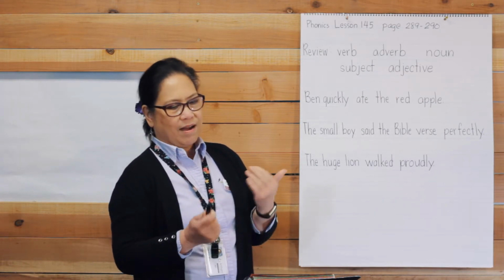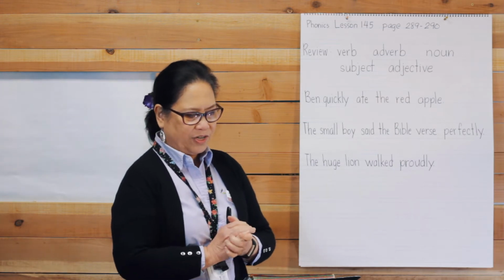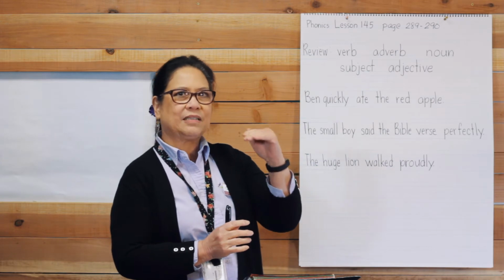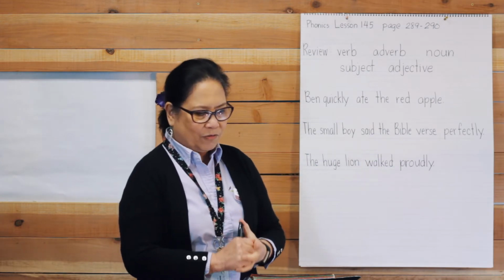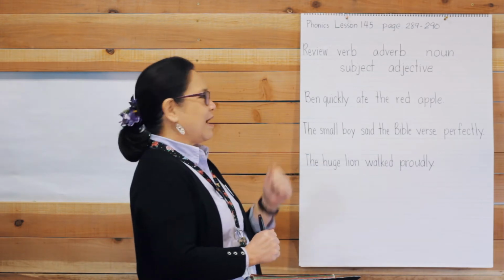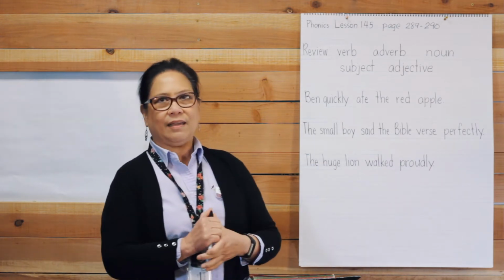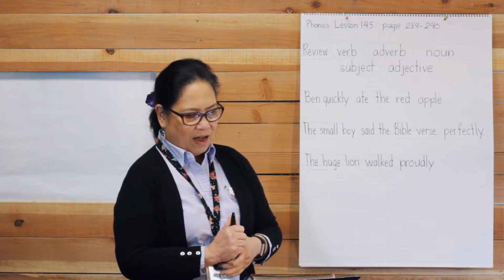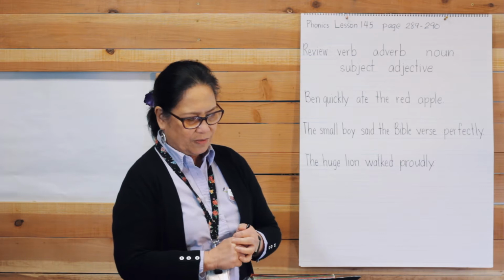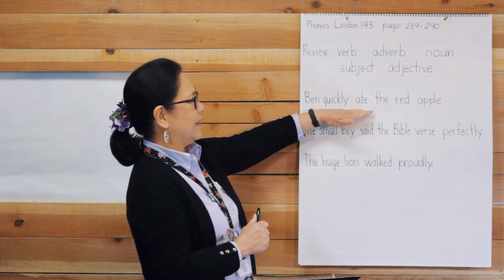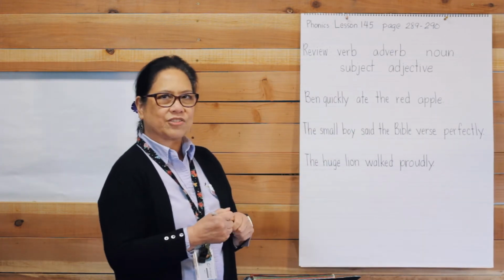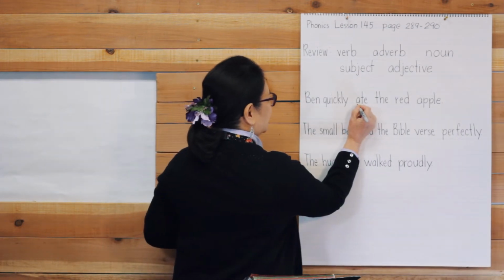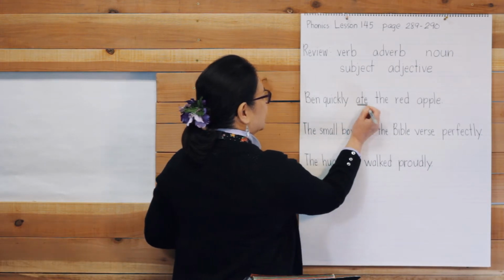Okay? Now here's the complicated part. Go back to your page and read the directions carefully. Go one step at a time so you won't miss anything. First one says read the sentences. I did that. Ben quickly ate the red apple. Then it says draw 2 lines under each verb. Let's look at the first sentence again. What is the verb? What is the action word? The action word here is ate. Draw 2 lines under it.